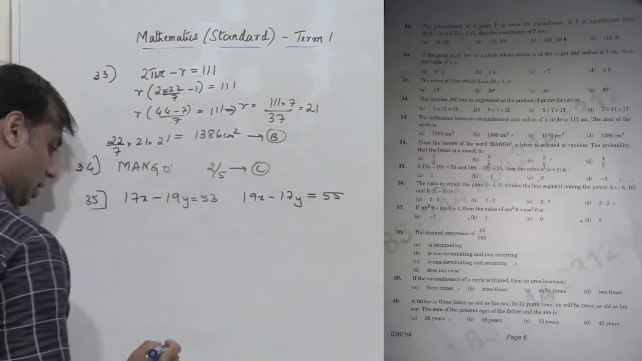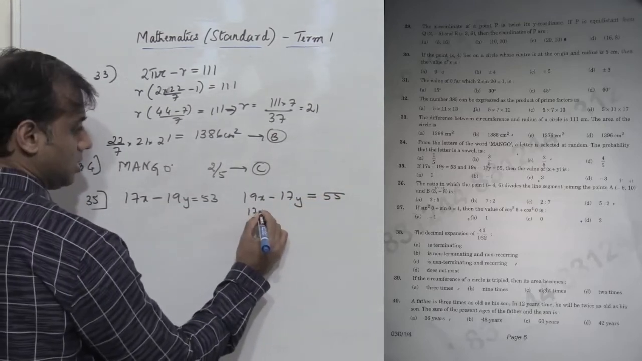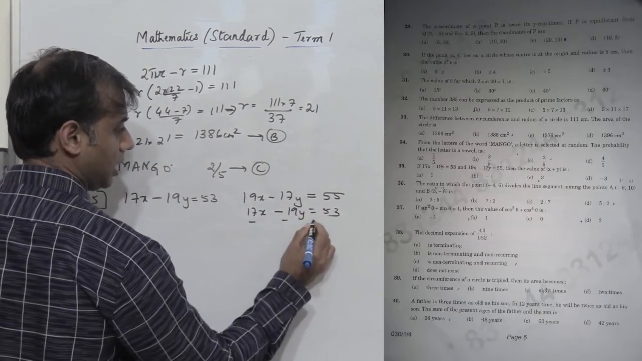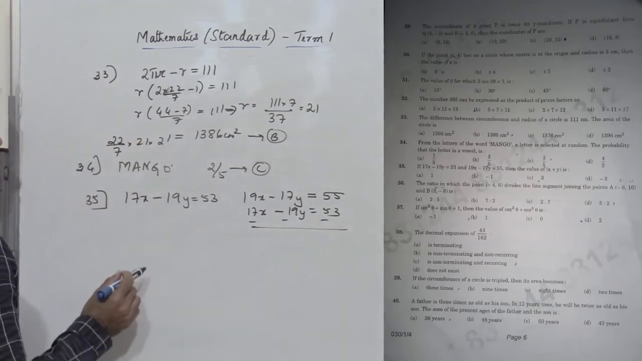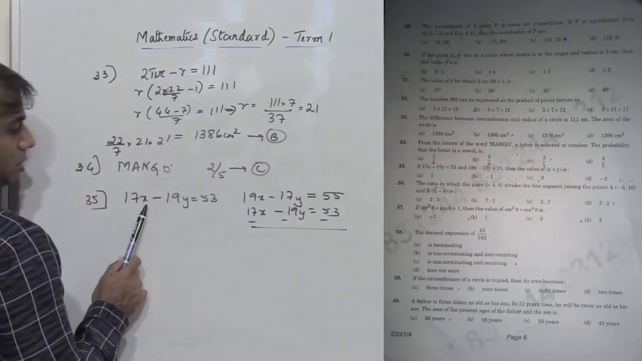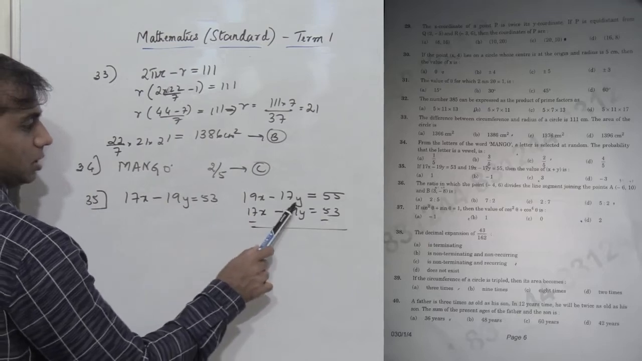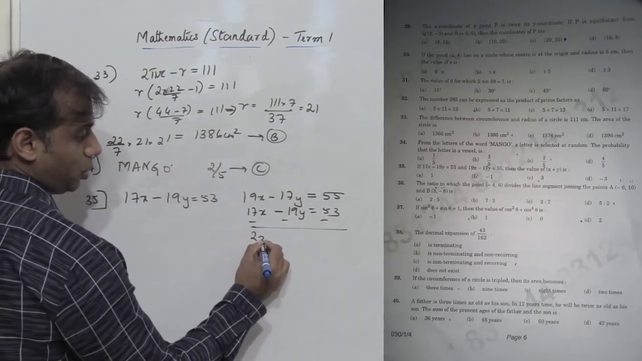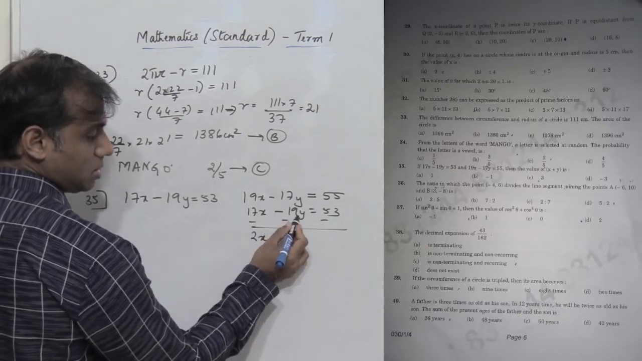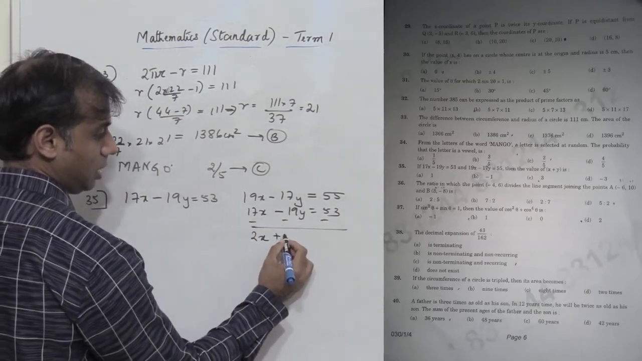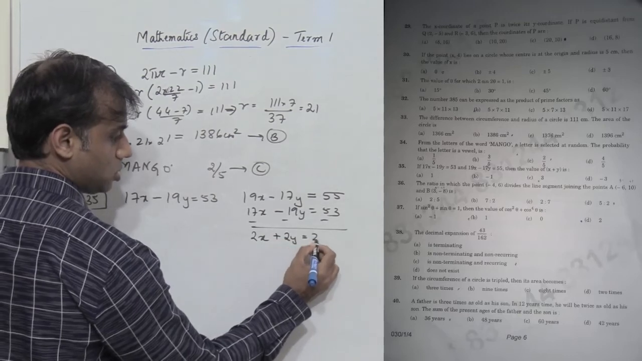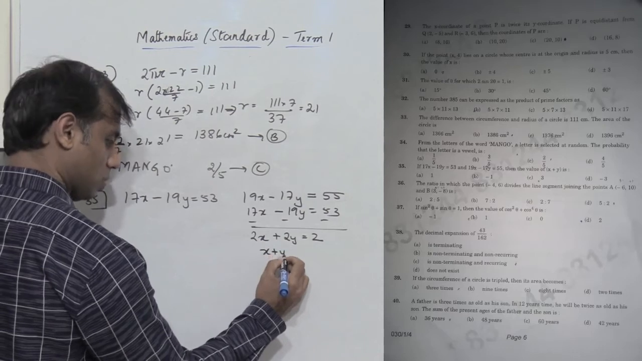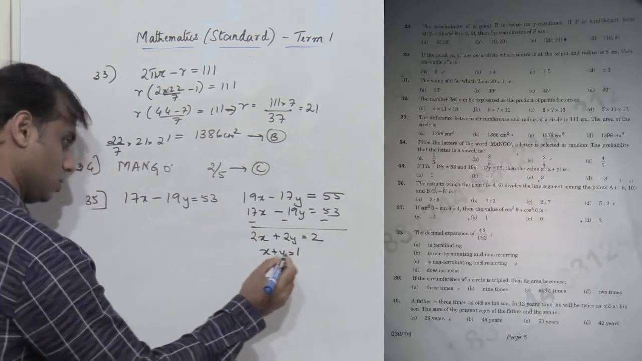35. I have 17x minus 19y equals 53 and 19x minus 17y equals 55. Subtract both of them. So observe that here the coefficient of x is 17, here the coefficient of y is 17, and vice versa. So if I subtract, I get 2x plus 19y minus 17y, again plus 2y equals 2. Divide the whole equation by 2, I get x plus y equals 1. So this is option A.